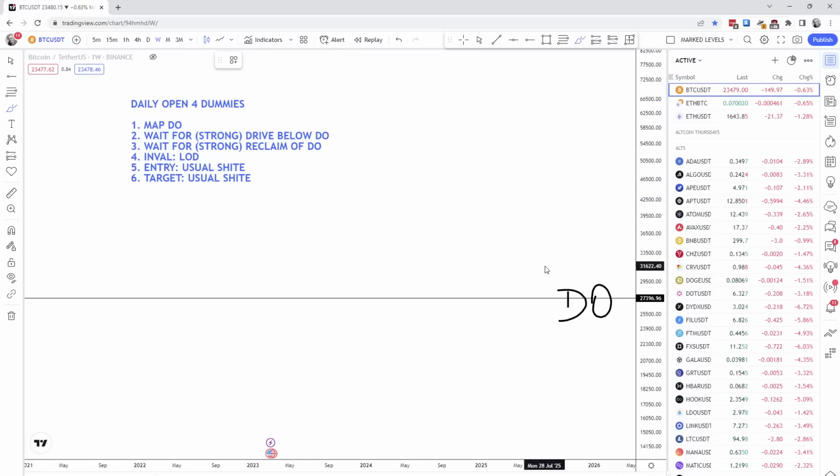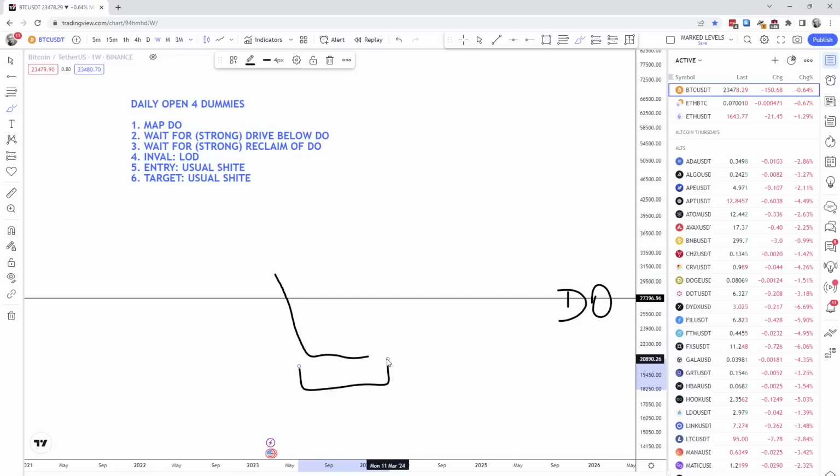So what that might look like: we've mapped the daily open. We're looking for a strong drive below, ideally in the early hours, but this can work quite liberally and you can exercise your discretion when it comes to when or what causes the drive. You have a drive below the daily open. Ideally, some evidence of absorption or a spike or a failed breakout or BTC and ETH hitting support, again, all the stuff we mentioned. And then eventually you want to see a reclaim of that daily open.